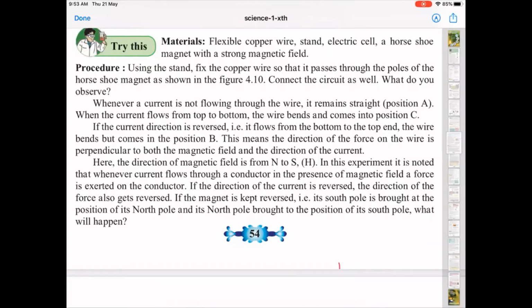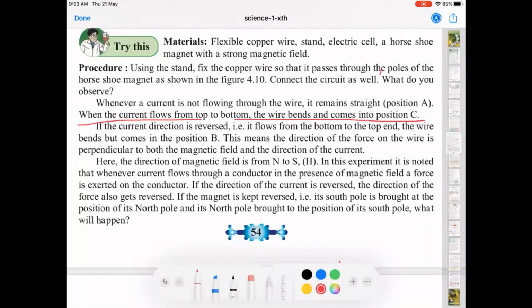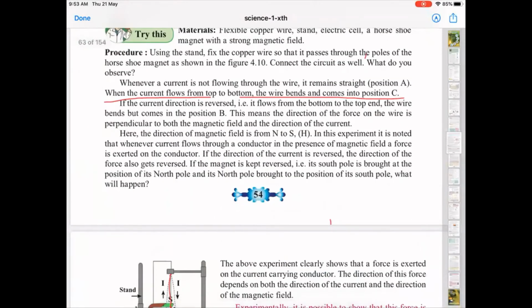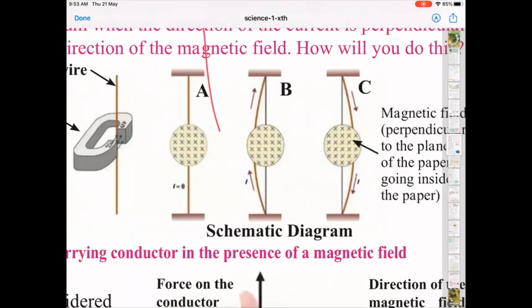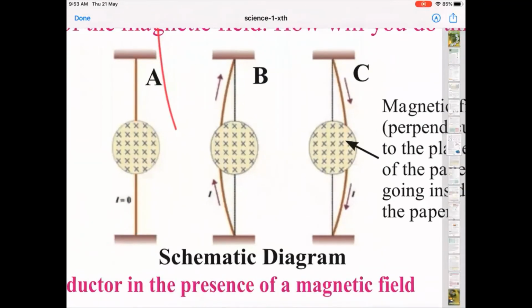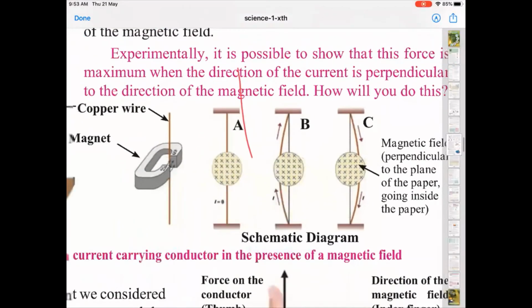Okay. Next situation: when the current flows from top to bottom, the wire bends and comes into position C. Now let's see where position C is. When the current flows from top to bottom, the wire will move outwards. That is what they are showing. The wire will move outwards.